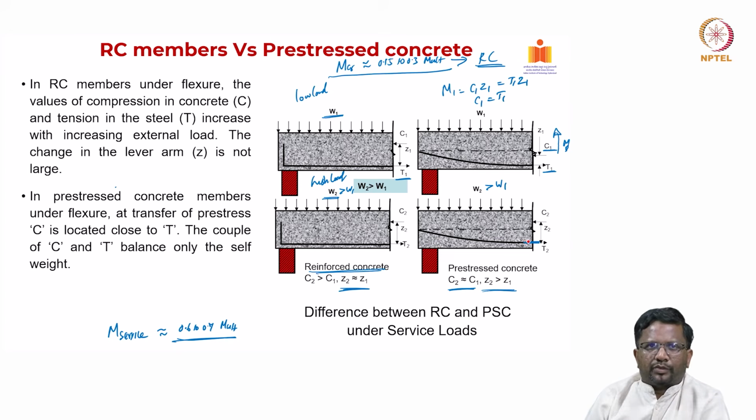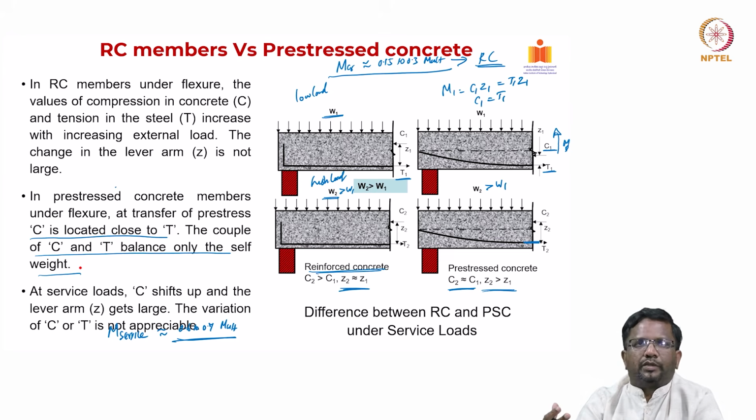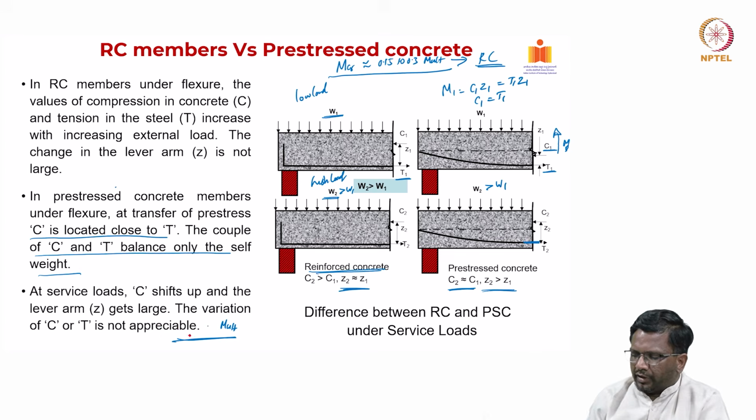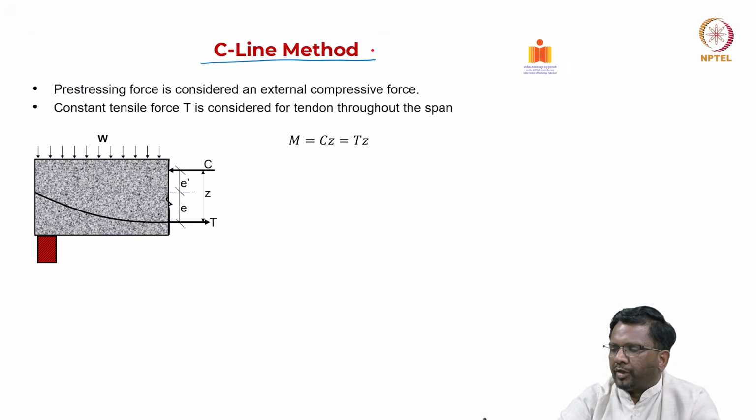Now let's look at it. This is what we said. Okay. At transfer, when you look at it, pre-stress, C is located close to T. The couple of C and T balance only the self weight at transfer, because when you transfer the pre-stress, typically there is no external load. It is only the self weight of the member that we need to consider in our analysis, right? And we have seen that C is shifting up and the lever arm gets larger. The variation of C and T is not really appreciable. So this is a very important concept. That is what we call the C-line method or force method of analysis.